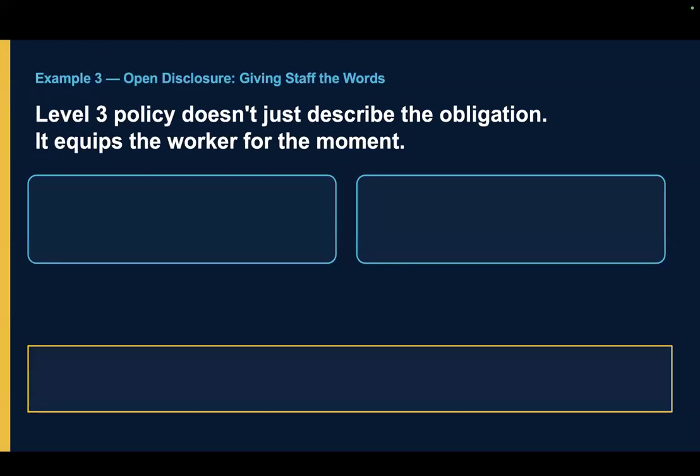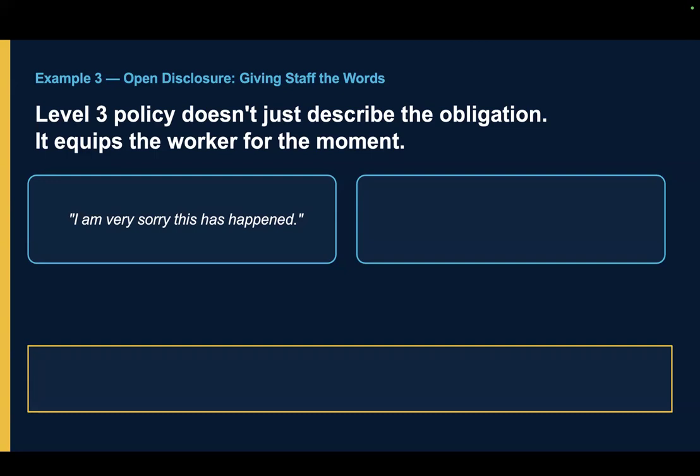Level 3 policy doesn't just describe the obligation, it equips the worker for the moment. Let's have a look at this. "I'm very sorry this has happened." I think we're talking about open disclosure policy here. So how do you teach a staff member about open disclosure? That it's okay to say we're sorry when something goes wrong. Open disclosure is giving staff the words.